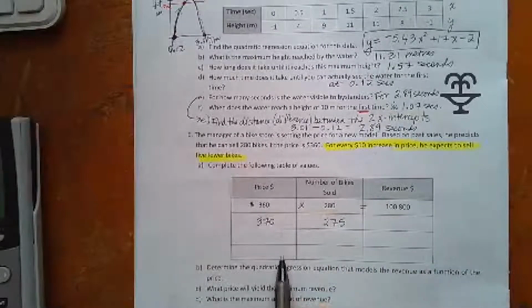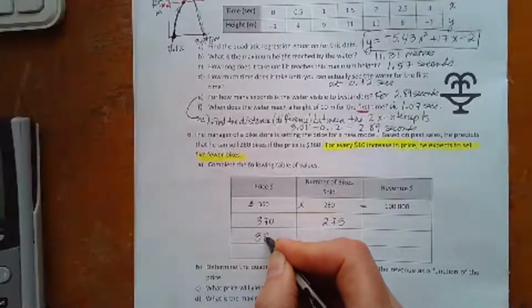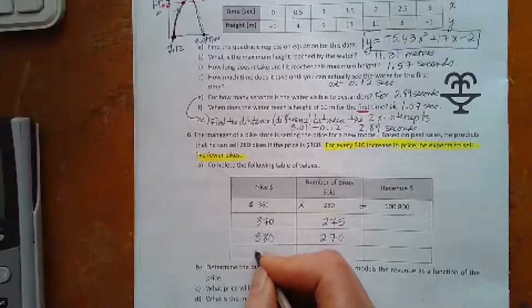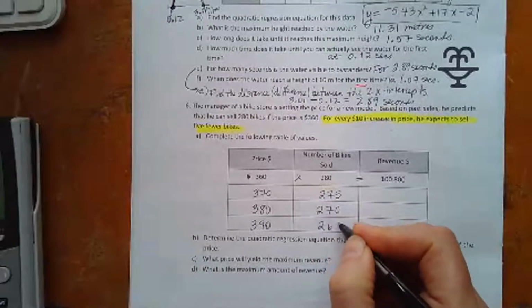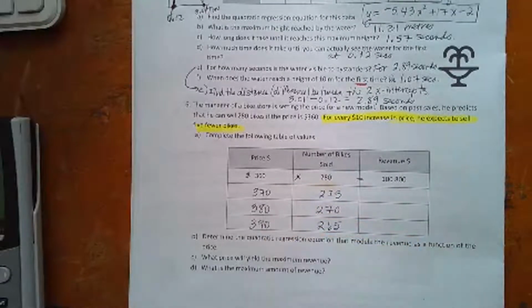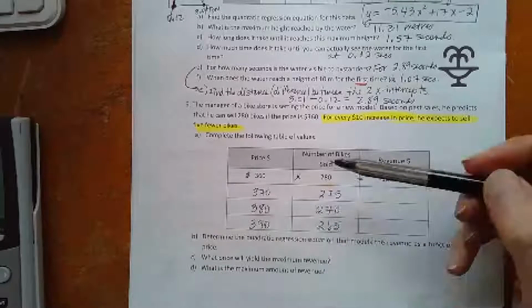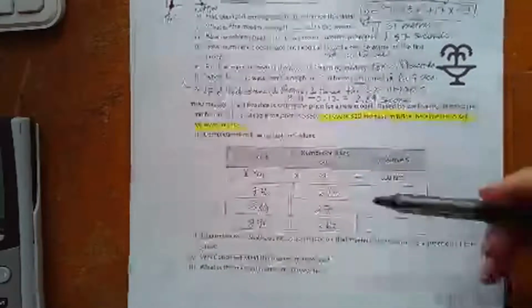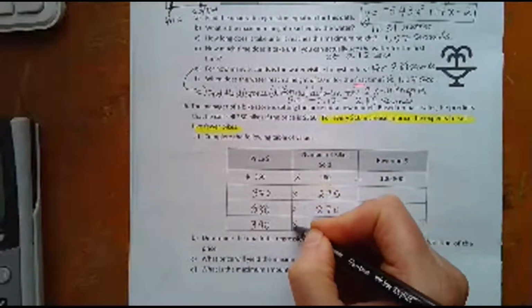So let's complete these next 2 rows. Okay, if I do another increase in price, I'm going to sell 5 less. I'm going to be down to 270 sold. And finally, if I bump it to 390, I'm going to only sell 265. Now, you could have used different numbers, right? But just for me, it's easier just to keep adding on 10, 10, 10. I could have added on like a $20, but then I would have had to decrease my bike sales by 10.